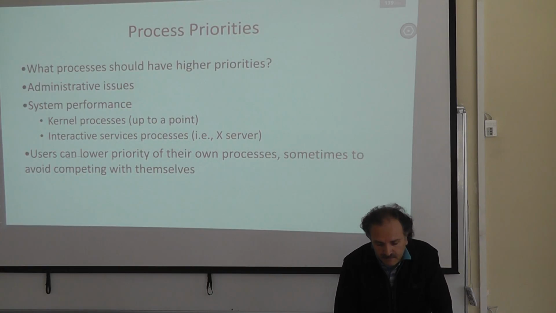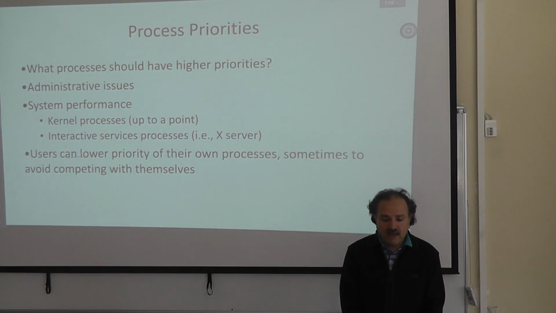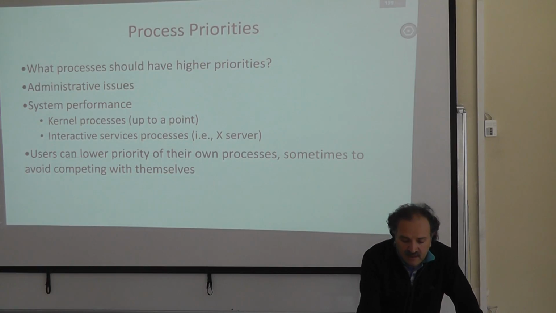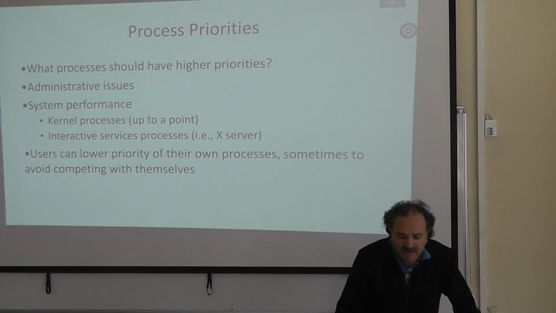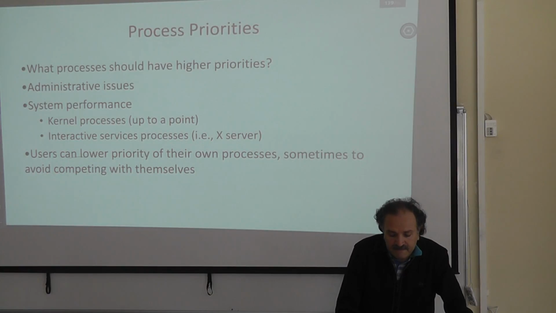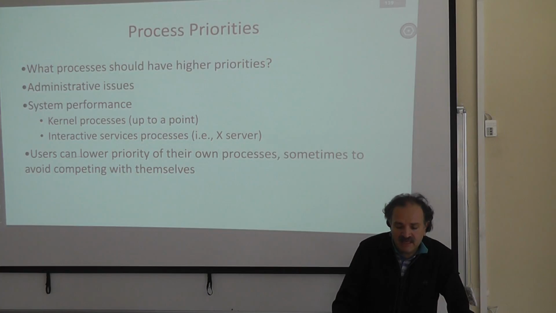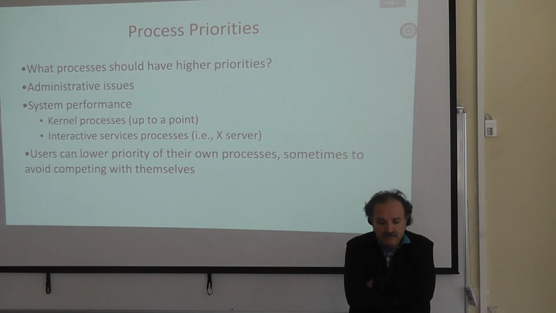So how do we assign priorities? That's what we said actually. Interactive services have higher priorities. Kernel processes have higher priorities. So the priority assignment can be done using different techniques.